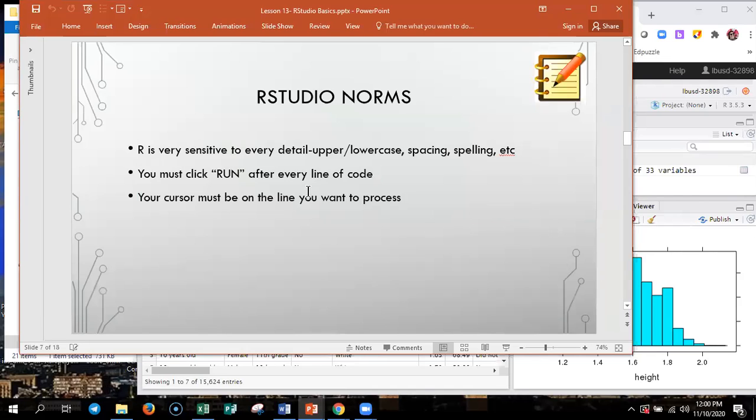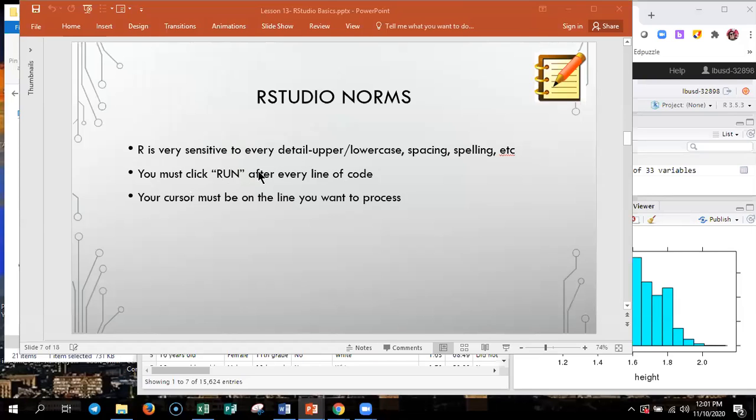So the last thing that I want you to write down for today is the RStudio norms. The RStudio norms are very important to keep in mind every single time that you are using RStudio. R is very sensitive to every detail, meaning if it's uppercase, it needs to be uppercase. If it's lowercase, it needs to be lowercase. The spacing needs to be perfect. The spelling needs to be perfect. How you wrote things must be the same way you write them again. How you named it should be how you write it every single time.